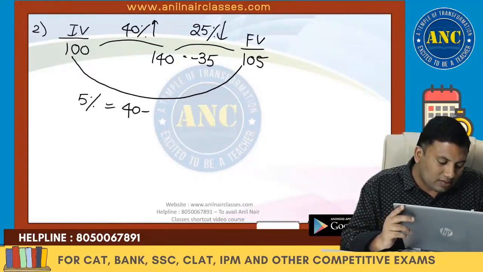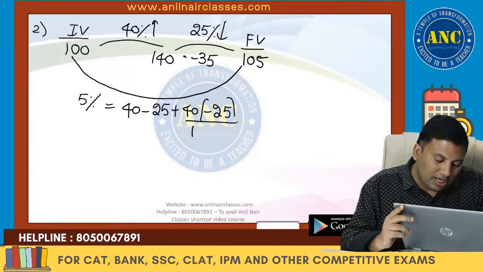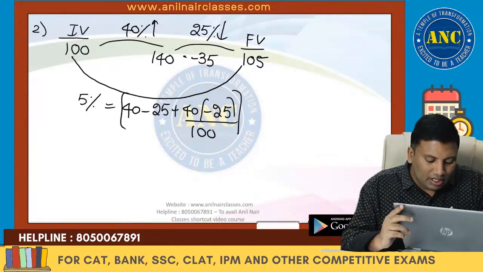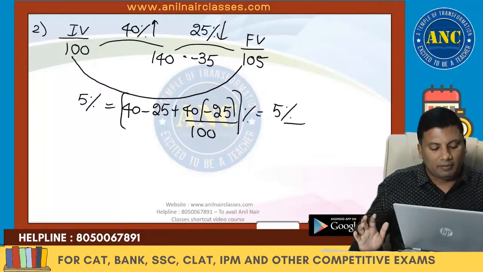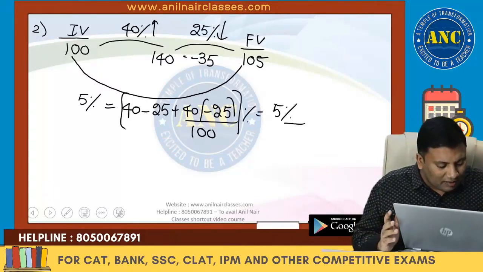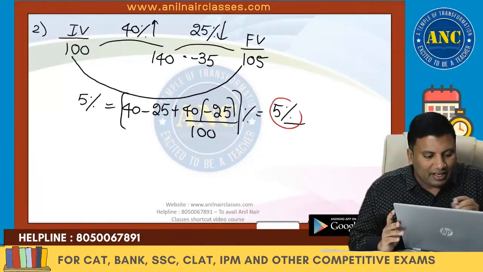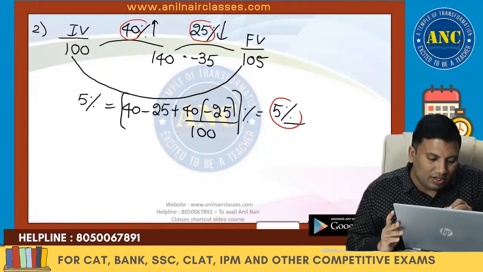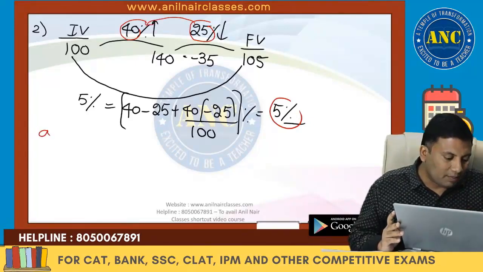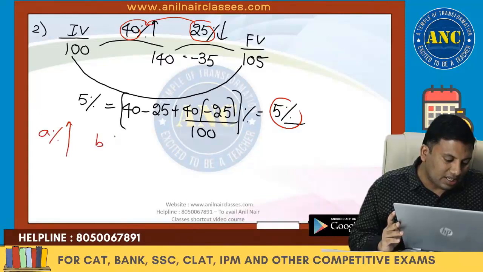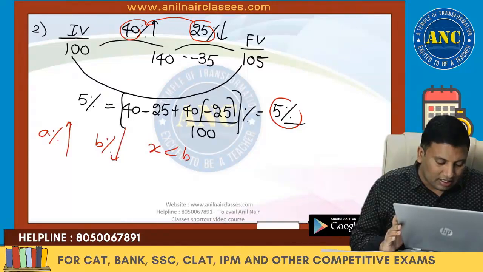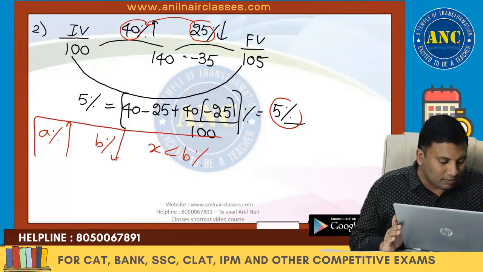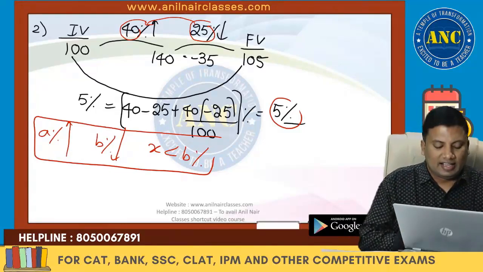How will students generally solve? 40 minus 25 plus 40 into minus 25 by 100. This is nothing but 15 minus 10, which is 5%. What is the final value that we got? 5. 5 is less than 40. In fact, this value is less than this value. That means if there is an A percentage increase and there is a B percentage decrease, X is less than B percentage. Please make a note. X is less than B percentage.